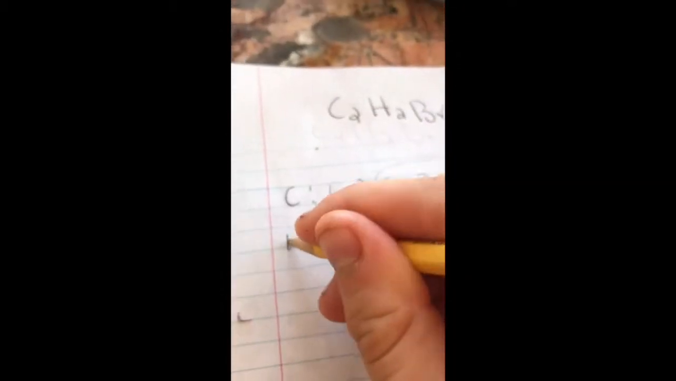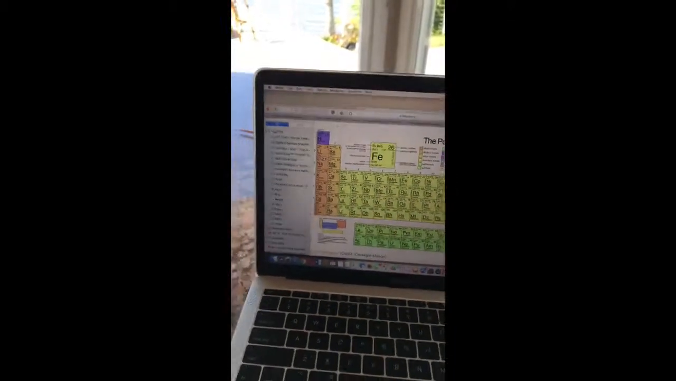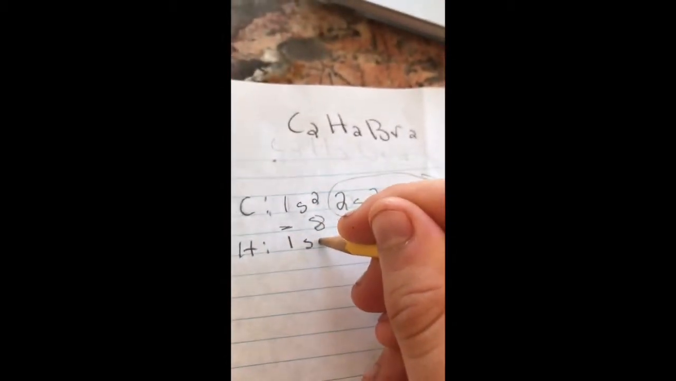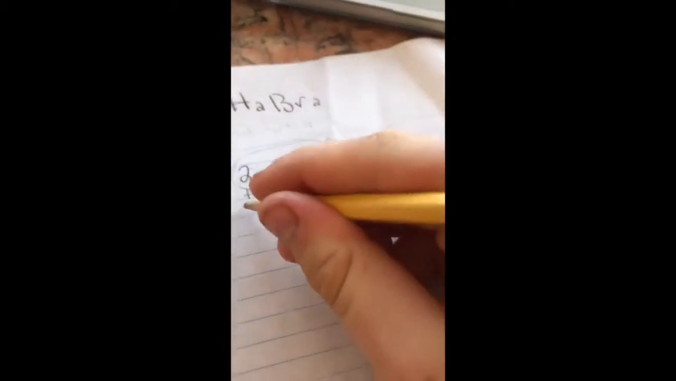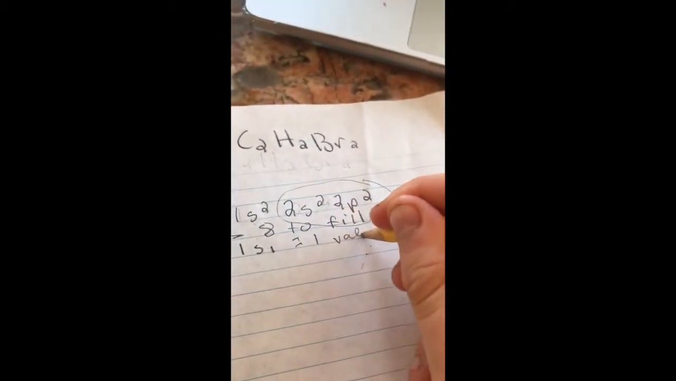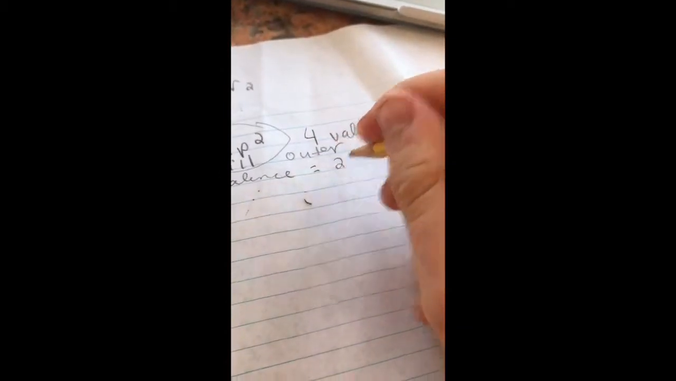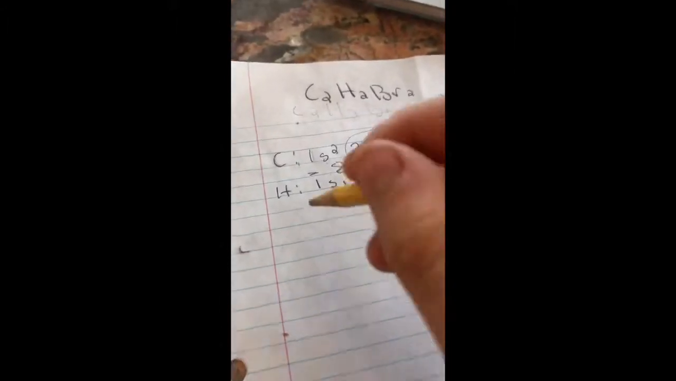Okay, so then we'll go with hydrogen, H. Basically 1s1, that's it. So it has 1 shell, 1 electron. So only 1 valence, and it will need 2 to fill its outer shell. So then we'll go with Br. This only has a 2nd ring. Forgot to write that.